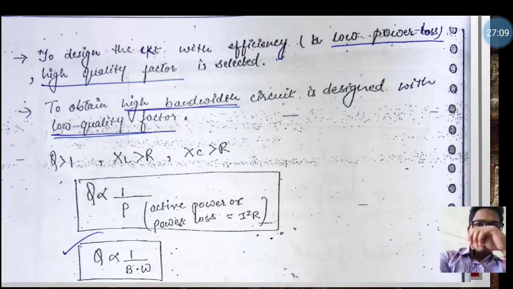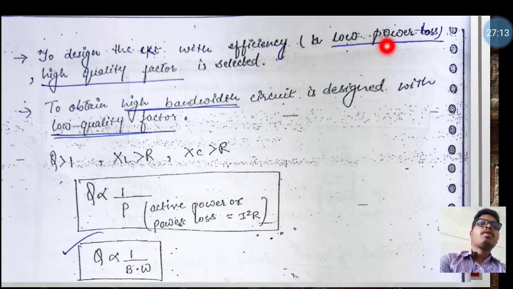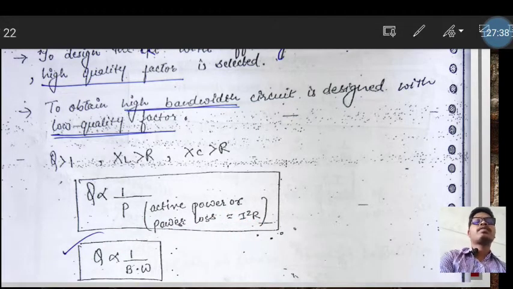To design the circuit with efficiency, low power loss will be required and a high quality factor will be selected. And to obtain high bandwidth, the circuit is designed with a low quality factor. So if quality factor is greater than 1, XL is greater than R and XC will be greater than R, then quality factor is equal to 1 divided by P, that is active power or power loss, that is I square R, or quality factor is inversely proportional to the bandwidth.